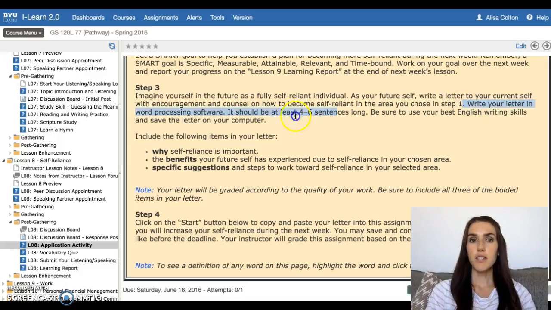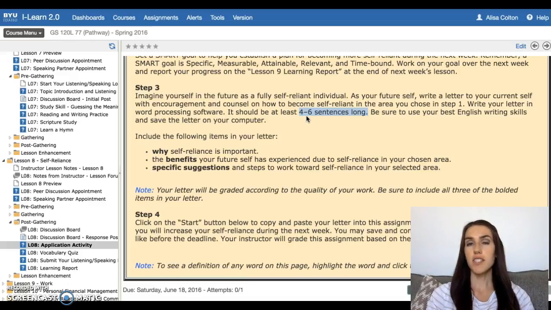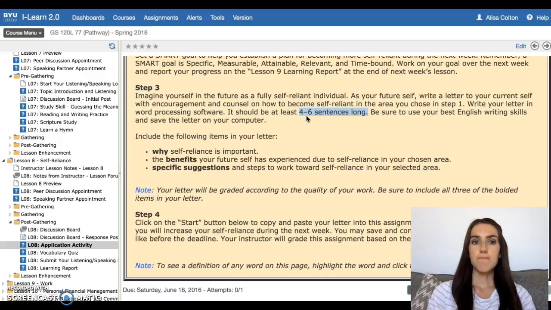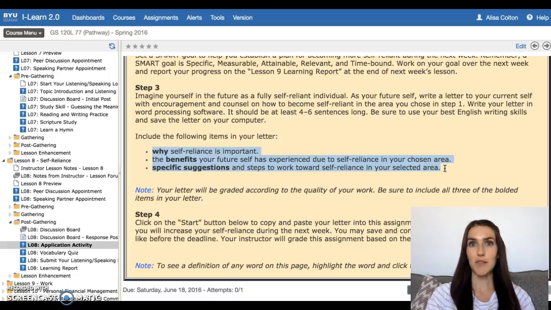A reminder that it says to write it in the word processing software. This helps you catch mistakes in spelling, grammar, and punctuation. And here's one thing I will be following when I grade: it needs to be 4 sentences at the minimum. The shortest amount is 4 sentences, so 4, 5, or 6 sentences long. And you need to make sure that these 3 things are included in that letter. And that was the application activity for this week. I hope that's clear. Let me know if you have questions.